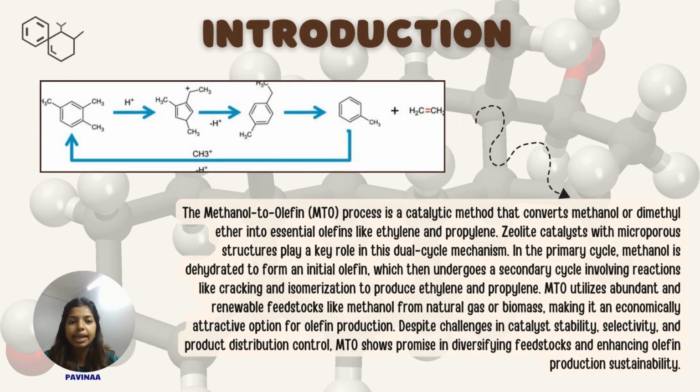Methanol to olefin is a catalytic process converting methanol into vital olefins like ethylene and propylene, employing zeolite catalysts. In a dual cycle mechanism, methanol is first dehydrated to form an initial olefin in the primary cycle, followed by a secondary cycle involving reactions like cracking and isomerization to produce ethylene and propylene.